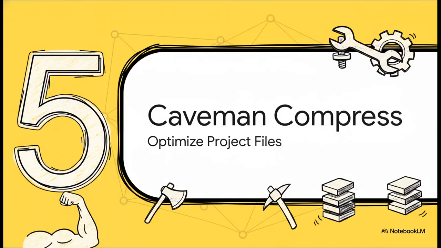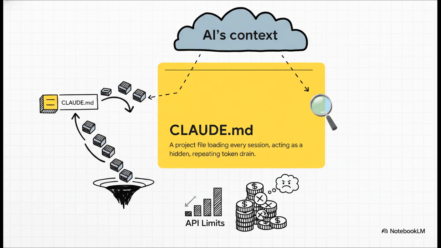Finally, number 5, bonus, Caveman Compress. To wrap up this tutorial, I want to show you a companion tool built for the power users out there who want to squeeze out every single drop of efficiency. Let's talk about context windows for a second. You probably have a CLAUDE.md file, right? It's that project file loaded into the AI's context every single session. It's awesome for giving the AI the big picture, but here is the catch. It's a massive hidden token drain. Because it loads every single time, you are paying for every token in that markdown document over and over. It's eating your API limits before you even type your first prompt.